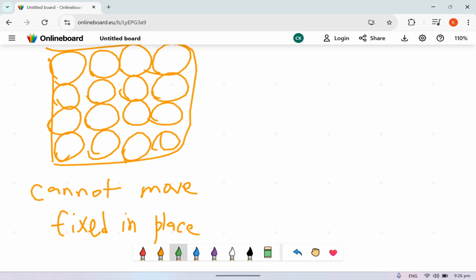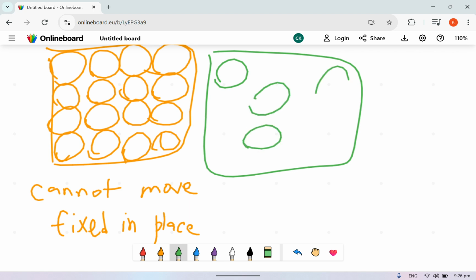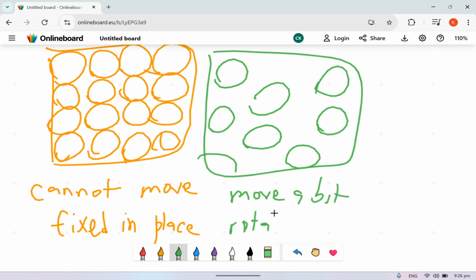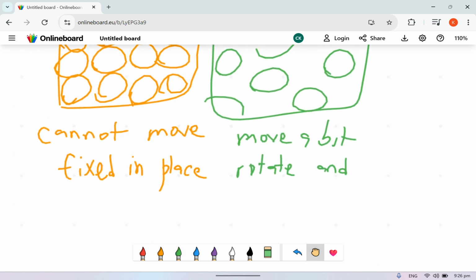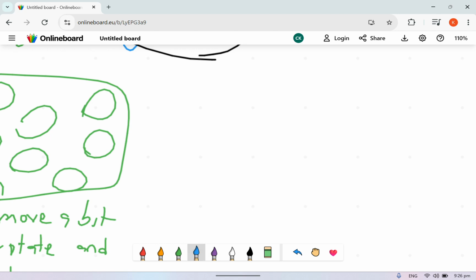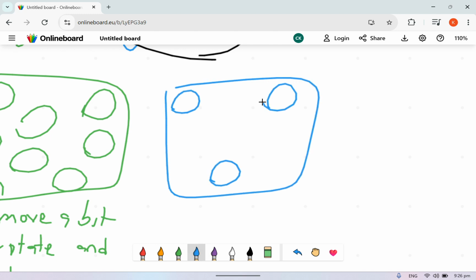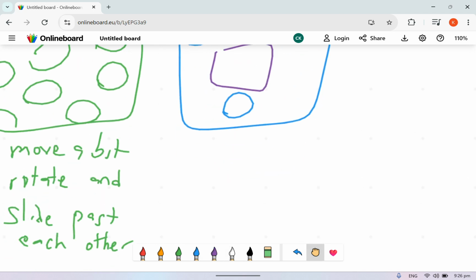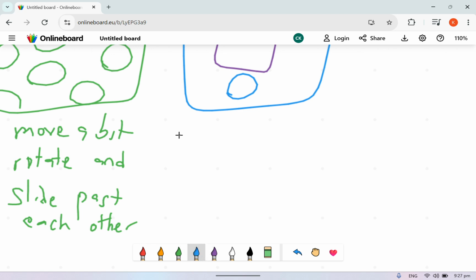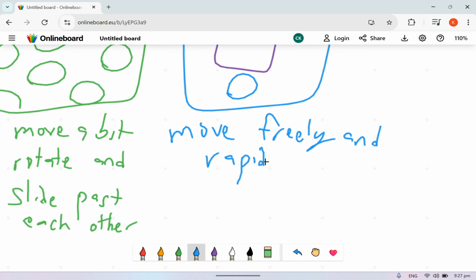Okay, for liquids though, you can see that they are a bit further apart, right? They're not that far apart whatsoever. So they can sort of move a bit. They rotate and slide past each other. Now, lastly, for the gaseous state, it's almost so far apart. You can see the entire gap over here. So they can literally move freely and rapidly. And this motion is continuous. It's random.